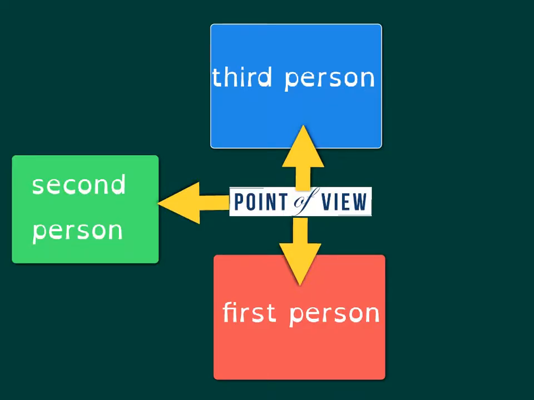So when looking at point of view, there's really three different types. There's third person, second person, and first person. Third person point of view, second person point of view, first person point of view.